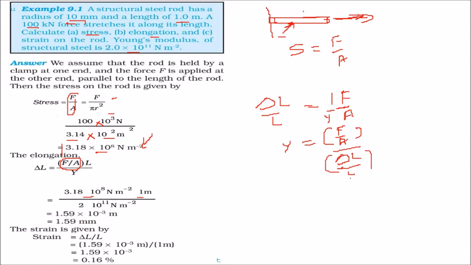And the strain, of course, is this one. So strain is given by delta L by L. Delta L is, we just found out, L is given as 1 meter. So this is around 0.16%, or this is the value. Okay.